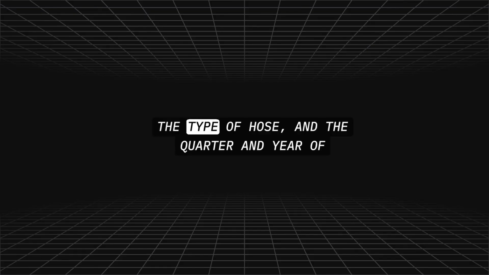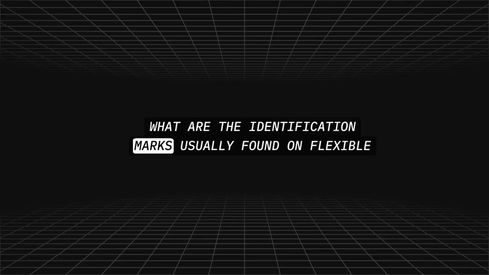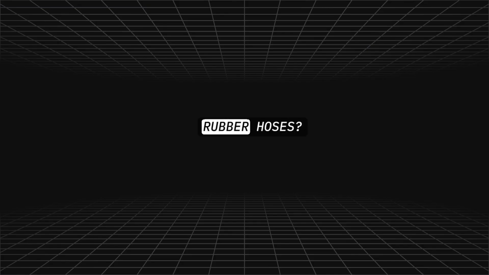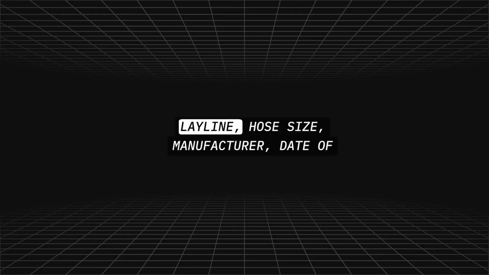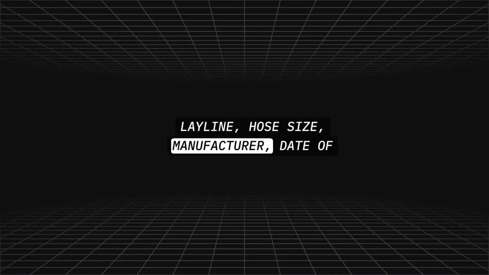Butyl. What type of information is on a hose lay line? The type of hose and the quarter and year of manufacture. What are the identification marks usually found on flexible rubber hoses? Lay line, hose size, manufacturer, date of manufacture, pressure, and temperature limits.